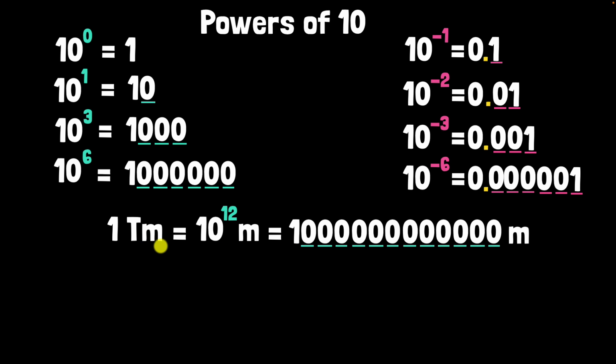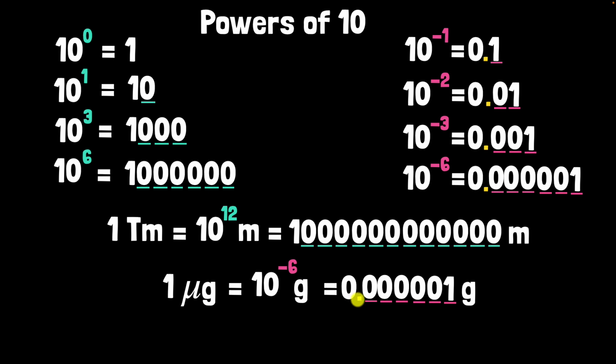So for example, a terameter, which is a trillion meter, can be represented as 10 to the power 12. Or we can represent a microgram, which is 1 millionth of a gram, as 10 to the power minus 6. With this, we are now ready to understand the scientific notation.